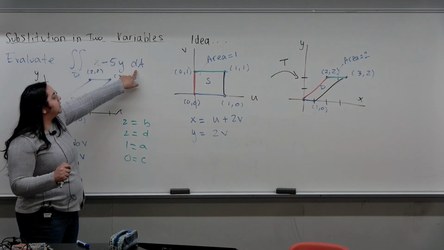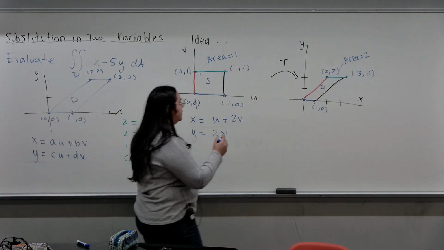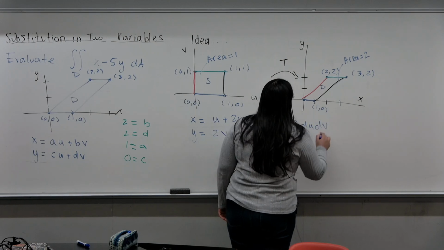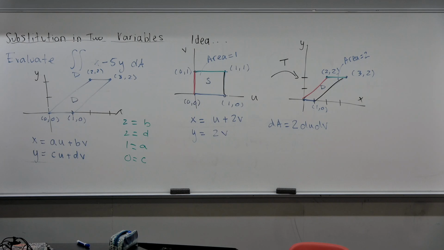So you would expect that when you change your variables, your dA term would be 2 du dv. Let's talk about that mathematically. How do we actually derive that? There's this concept of the Jacobian that allows us to derive that. So let's define what the Jacobian is.